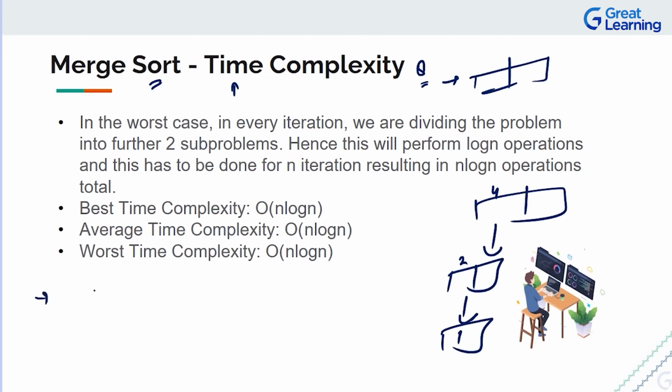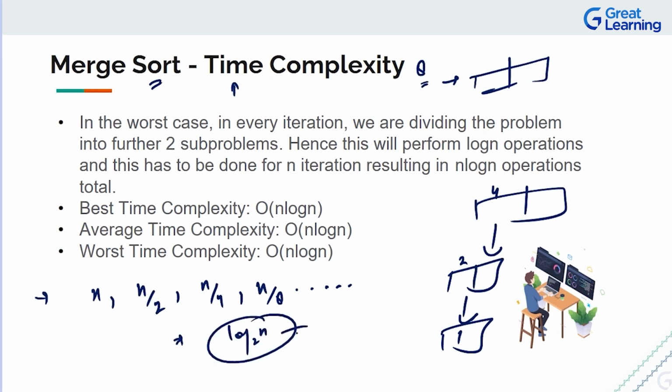So when you have n, then you will talk about n by 2 elements, then n by 4 elements, then n by 8 elements, and so on, right? This is the case where you are dealing with log n to the base 2. Why is this the case? Let me take an example. Let's suppose your n is 8 in this case, right? Log to the base 2 of 8 is 3. That means you will be dividing your problem 3 times.